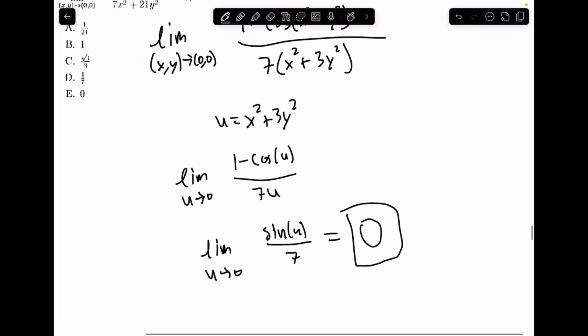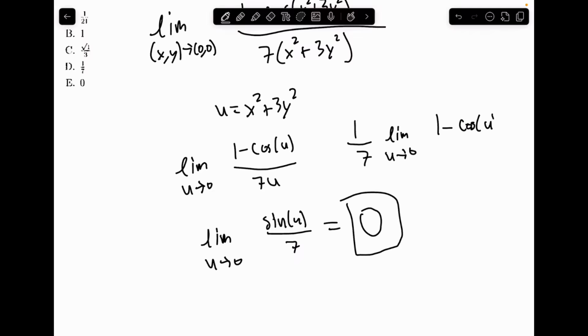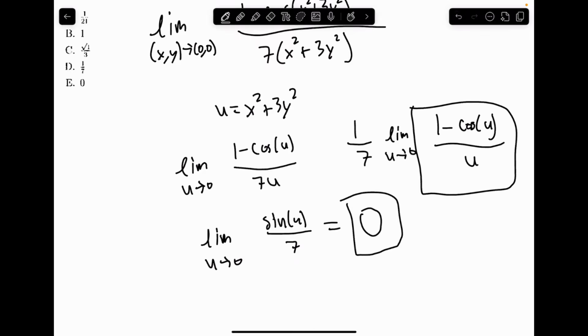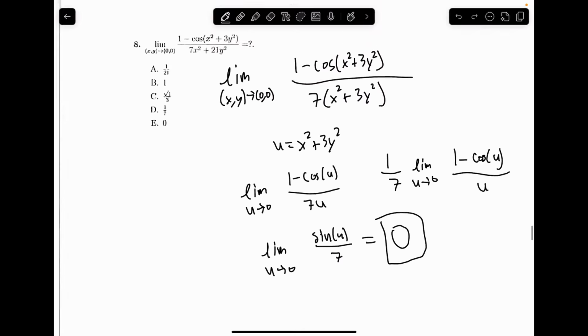Maybe to make it clearer, we can rewrite this as 1 over 7 times the limit as u goes to 0 of (1 minus cosine u) all over u. This is a pretty common limit. So yeah, our answer is going to be E.